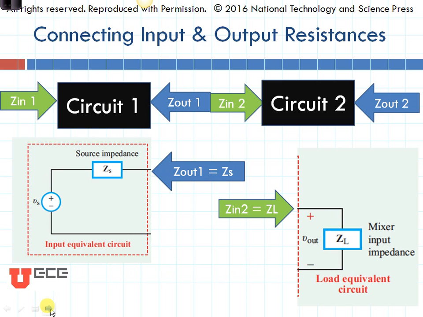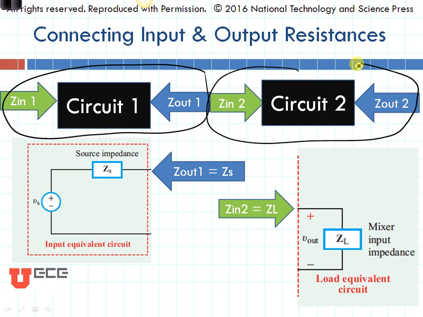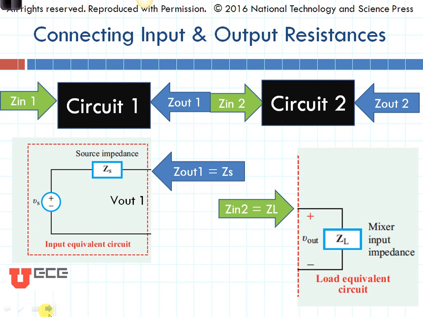Okay, now let's consider how we connect circuits that have different input and output resistances. If we wanted to connect circuit number 1, which has its input and output resistances right here, and we wanted to consider circuit 2 with its input and output resistances, let's see what would happen if we hooked them together. Here's an example where I'd just be connecting a source impedance to a load. So if I look in here, the output resistance is Zs, and if I look in here, the input resistance is Zl. Now imagine what would happen if I hooked them together.